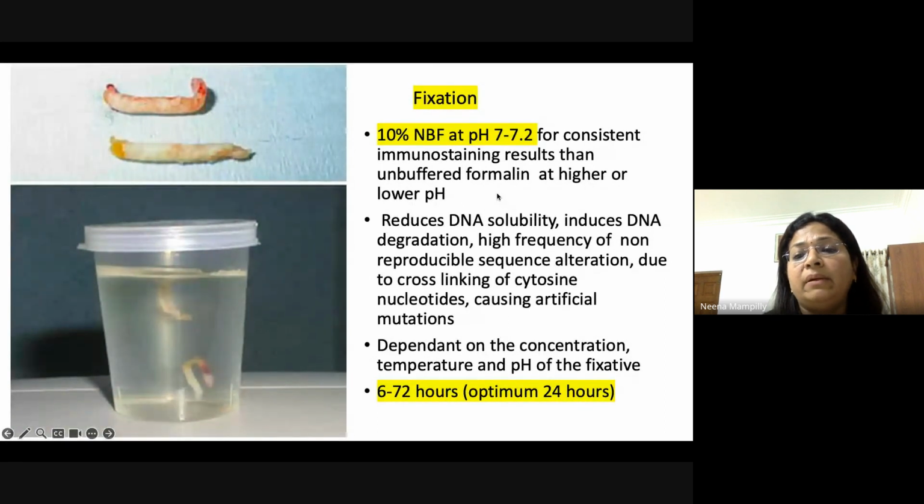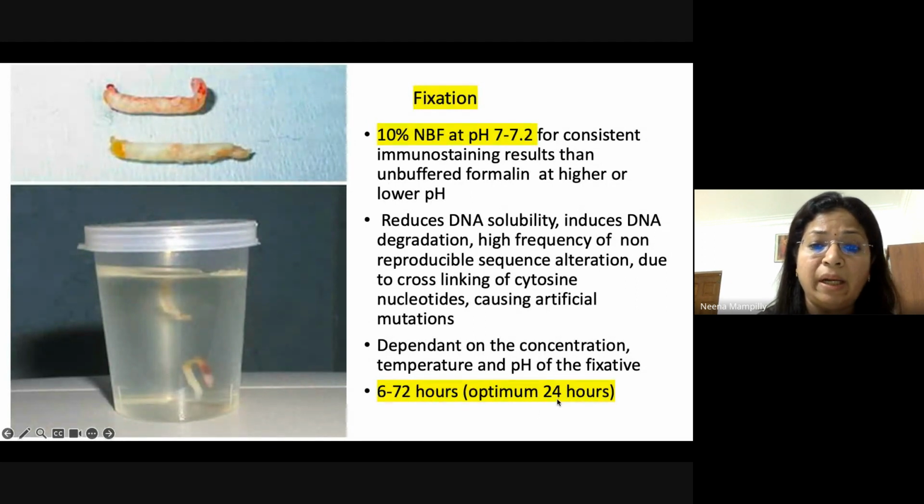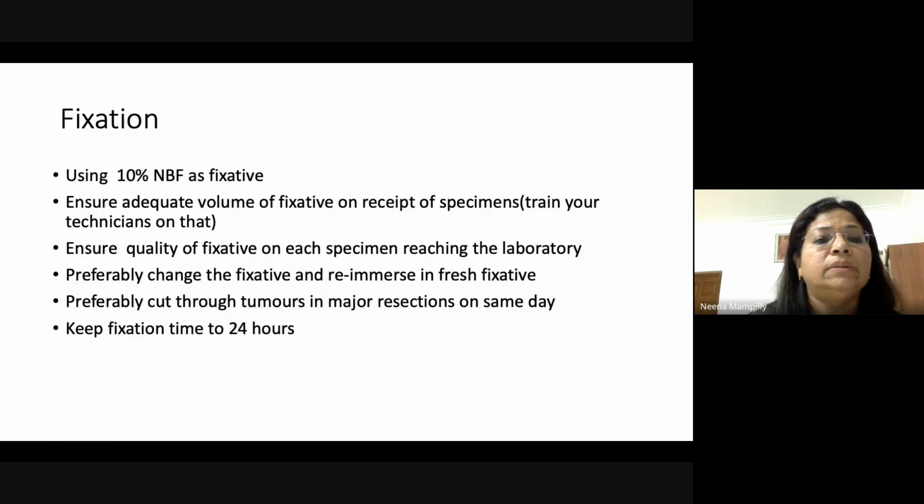Unbuffered formalin at higher or lower pH reduces DNA solubility and induces DNA degradation with a high frequency of non-reproducible sequence alterations due to cross-linking of cytosine nucleotides, causing artificial mutations. So the results of our biomarker testing depend on the concentration of the fixative, the temperature, and the pH of the fixative. With 10% buffered formalin, the recommended fixation time is 6 to 72 hours, optimum 24 hours. Over fixation and under fixation can affect biomarker testing. So the recommendation is to use 10% buffered formalin.